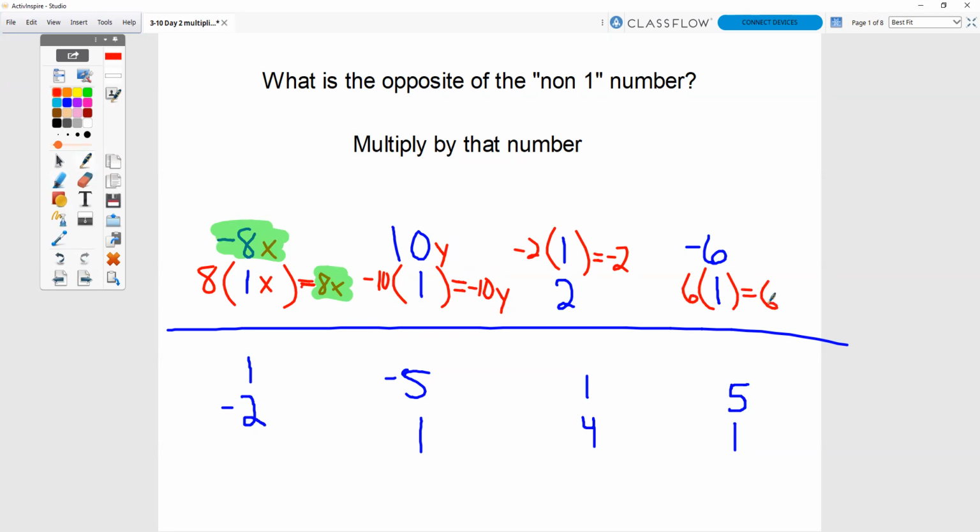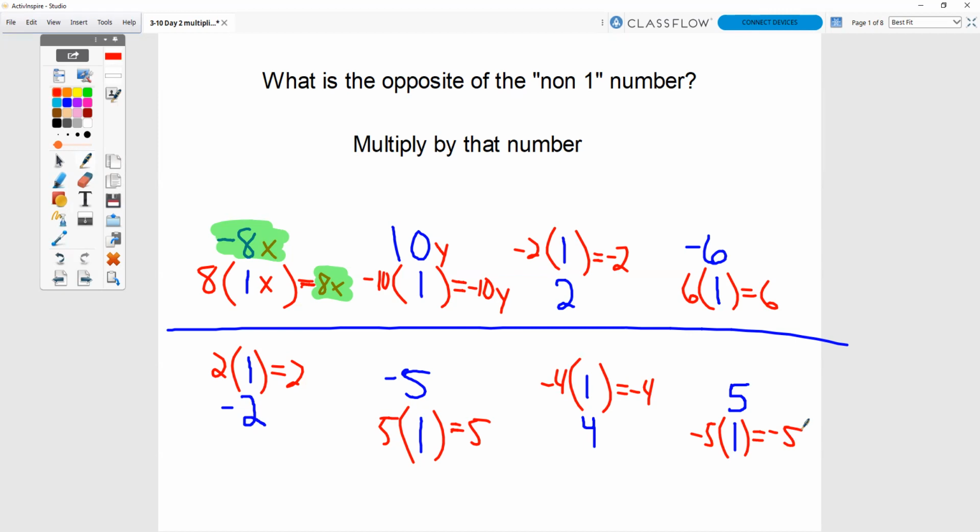Notice that sometimes it's going to be on the top, like the -2, but sometimes it's going to be on the bottom as well. The opposite of -2 is +2, so I want to multiply by +2. The opposite of -5 is +5, so I want to multiply by 5. The opposite of 4 is -4, so I want to multiply by -4 here. And again, all that we're trying to do is create opposites. The opposite of 5 is -5, so I want to multiply this one by -5.